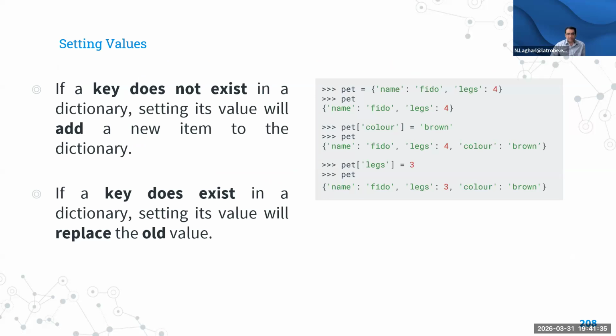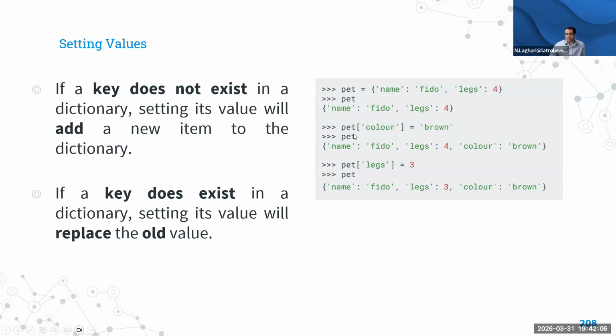Okay, so if a key does not exist in the dictionary, setting its value will add a new item to the dictionary. And we have seen in our first assessment, if that was not there, the first time we were entering any value, the value would be added if the key is not there. So we have got a pet dictionary, we name it Fido and legs are 4. So pet, and we print it, and it's printed as such.